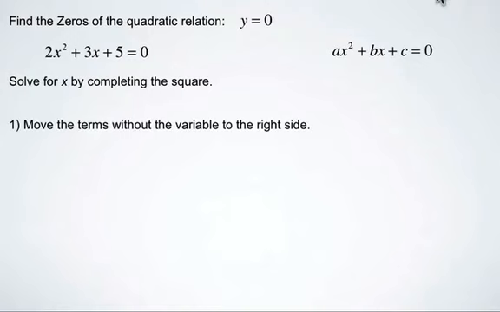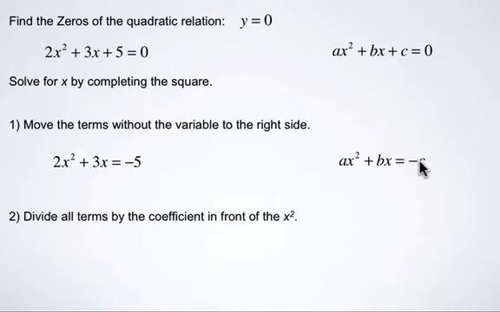Now what we're going to do here is a bit different from what we just saw. We're going to move the terms without the variable to the right side. So we have 2 times x squared plus 3x is equal to negative 5. So I move the plus 5 to the other side of the equal sign. Therefore it becomes a negative 5. So we do the same here. ax squared plus bx is equal to negative c.